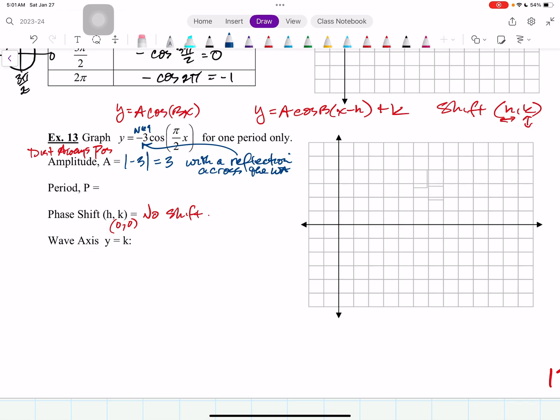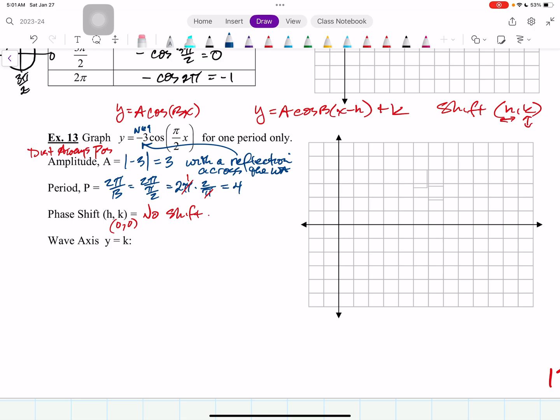All right, so now the period. What's the period? Period is 2 pi divided by b in general. B is pi halves, so we take 2 pi divided by pi halves. Back to grade school, multiply by the reciprocal. So 2 pi times the reciprocal of pi halves, which is 2 divided by pi. Simplify a little bit: pi divided by pi is 1. Then you have 2 times 2, which is 4 units. So this thing repeats every 4 units.